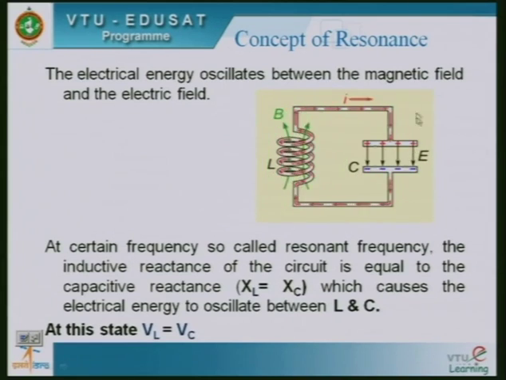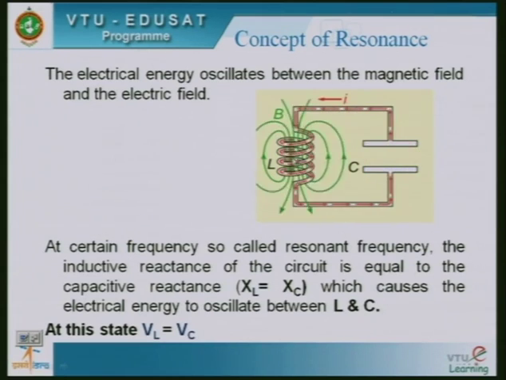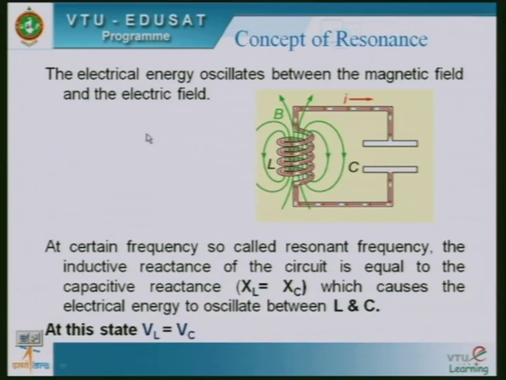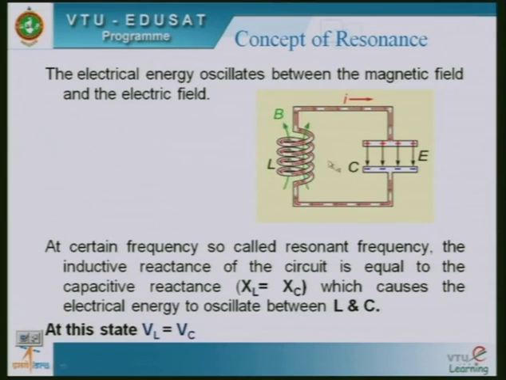See here, what happens here? Current is flowing in both directions, two currents. One current is flowing towards the inductor and one more current is flowing towards the capacitor. Both inductor and capacitor are passive elements which can store energy. They are called energy storing elements. Electrical energy oscillates between the magnetic field and the electric field, between L and C.